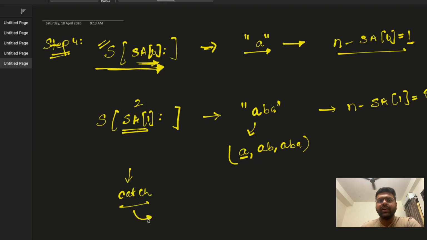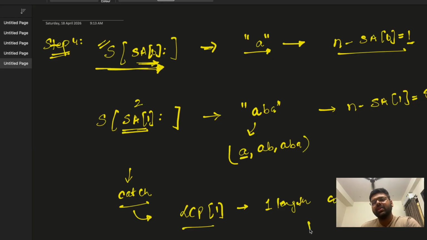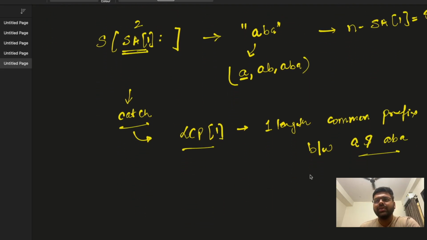Now recall that we have calculated the LCP also, right? What does LCP of 1 tell us? LCP of 1 tells us that there is a common prefix of length 1 between a and aba. If there is a common prefix between these, I need to remove it, because when I calculated for a, I already considered this length 1 prefix, but when I am calculating for aba, I need to remove this, right? So what would our net answer be?